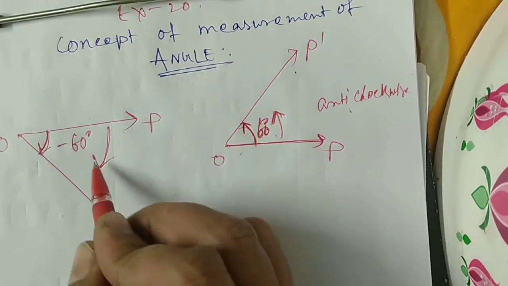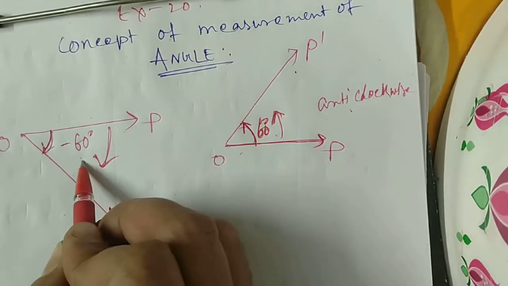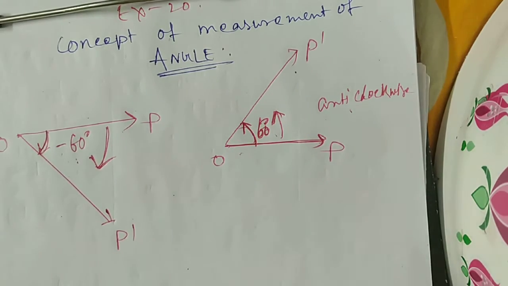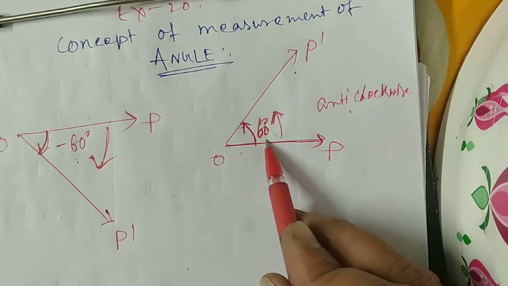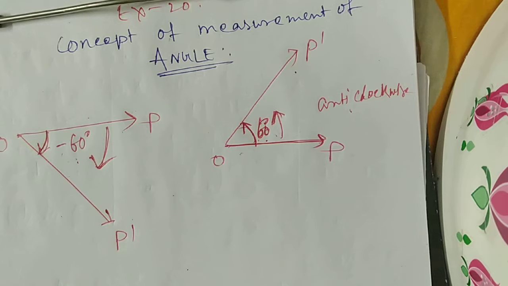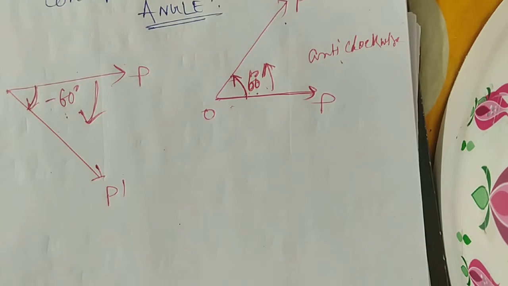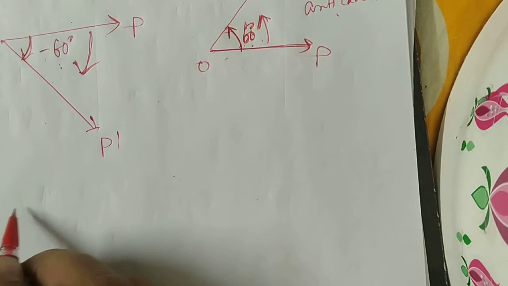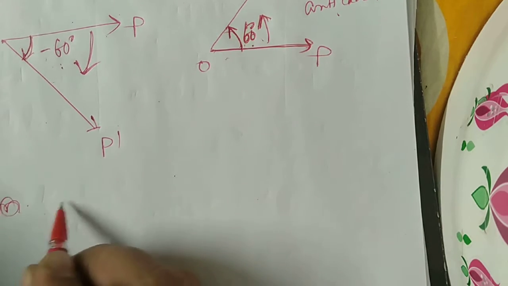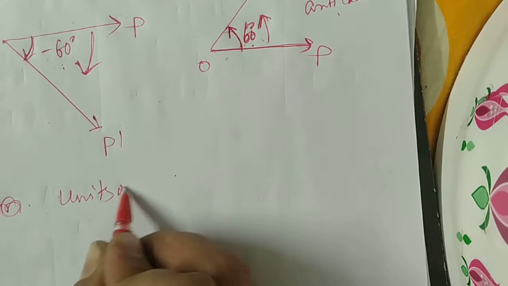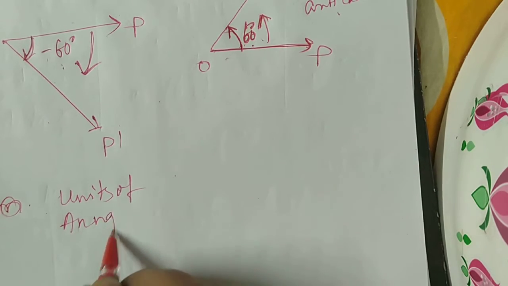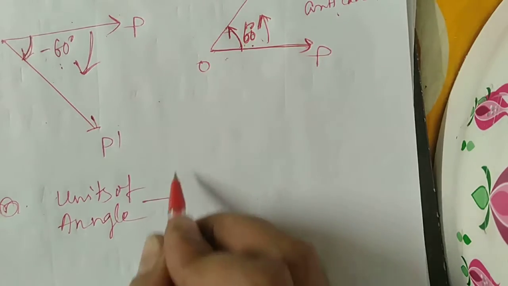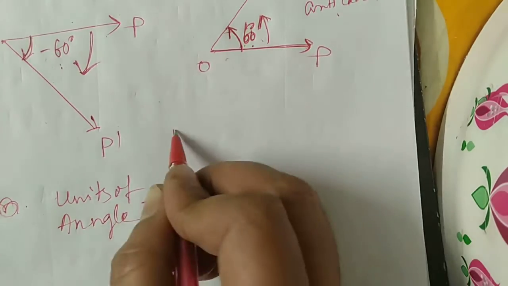Since the ray rotates in the clockwise direction, we express this angle with a negative sign, and here the ray rotates in the anti-clockwise direction, so we express this angle with a positive sign. Okay, so this is the concept about angle. Next, we measure the angle by 2 units. Units of angle.